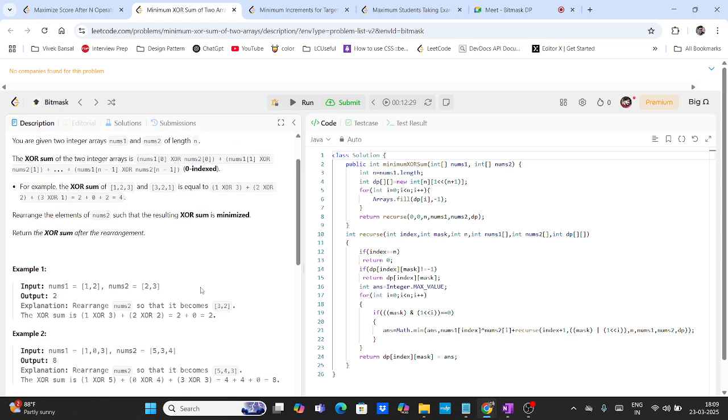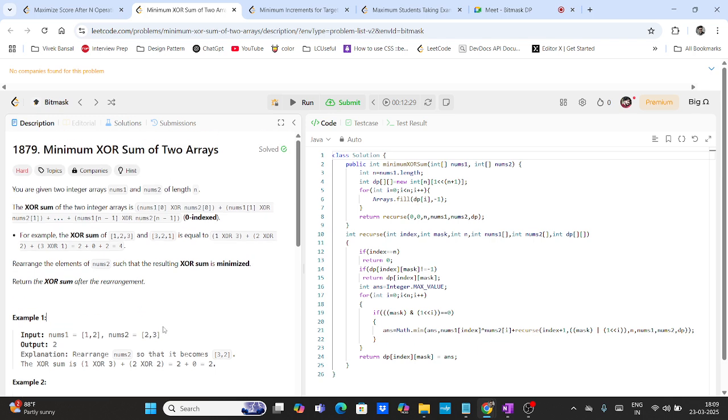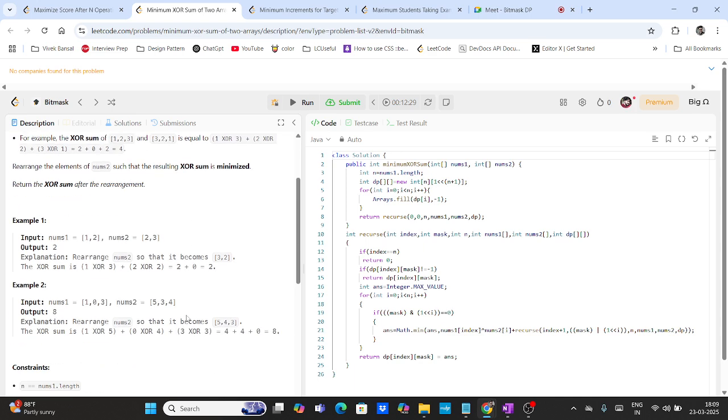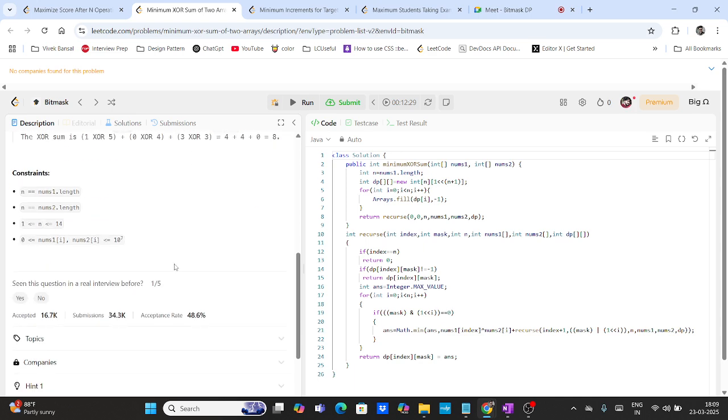Okay, so what they have given you here is, you have some numbers, and you can rearrange nums in whatever way you want, and finally we need to minimize this expression. So what about brute force? Can you guys do brute force?